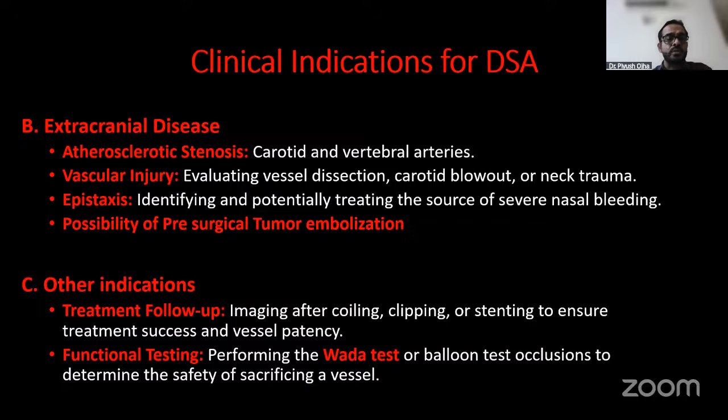And then again, it is also helpful for surgical colleagues, in which we can plan a DSA before the surgery and we can do a pre-surgical tumor embolization, which helps them in giving a blood-free field. There are also other indications, in that it helps us in follow-up of the patients. So say if we have coiled a patient, or if there's a patient who has a clipping of the aneurysm or stenting, we can do a follow-up cerebral DSA to assess the treatment success and also to assess the vessel patency. And also, if you're planning total parent vessel occlusion, you can do a WADA test and also do a functional testing to assess what impact it would have on the patient.